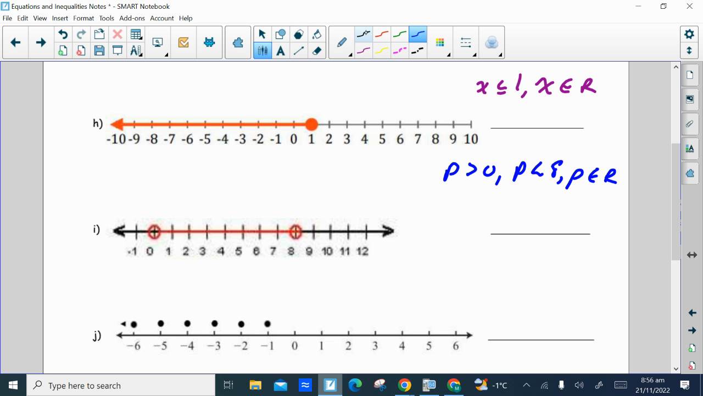Or if you want to write it as one statement, again, always start with the smaller number first, with the variable in the middle. So P is greater than 0 and less than 8. And P belongs to the set of real numbers. Okay, so either of those is fine.